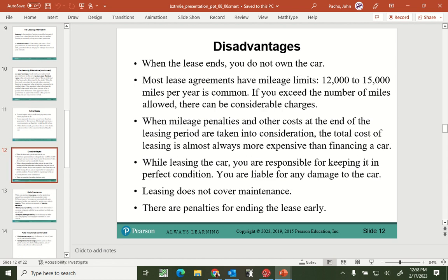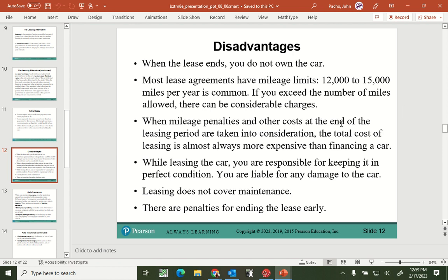Yeah, so the disadvantage: when the lease ends, you do not own the car. So you just paid for 4 years on a vehicle and you get nothing out of it. You just walk away. Most lease agreements have mile limits between 12,000 and 15,000 miles per year, which is common. If you exceed the number of miles, there can be considerable charges, like $1 or $2 per mile over your lease agreement. For every mile over, they charge you.